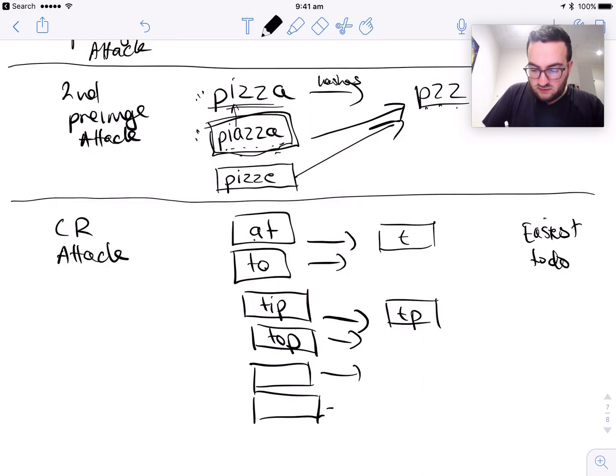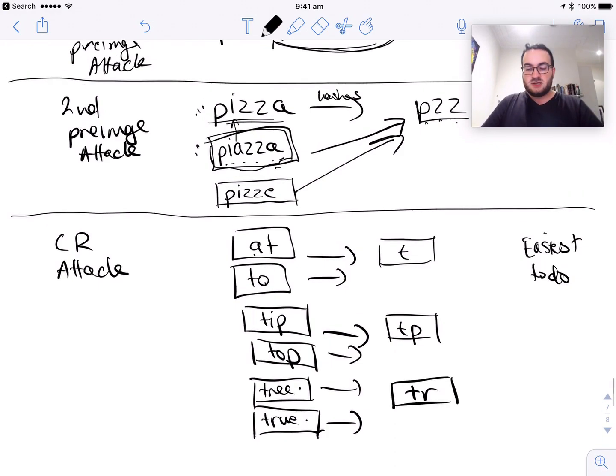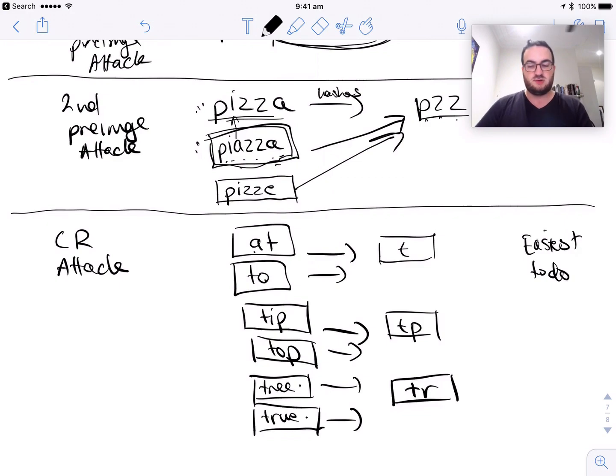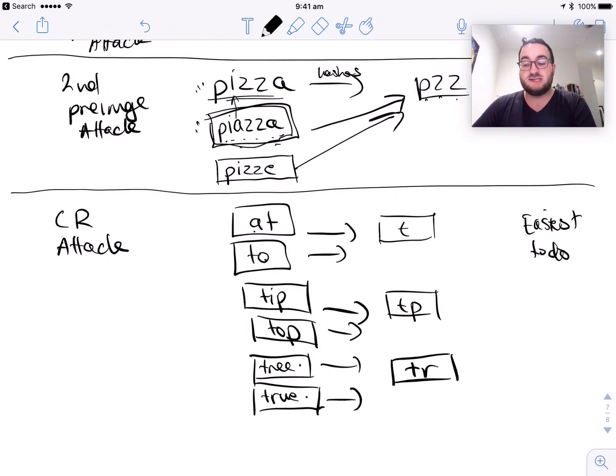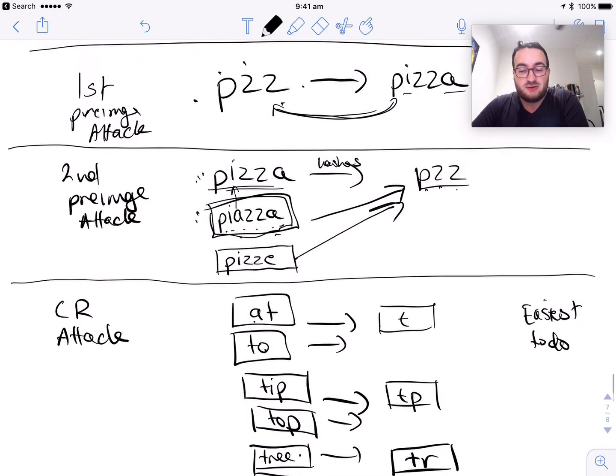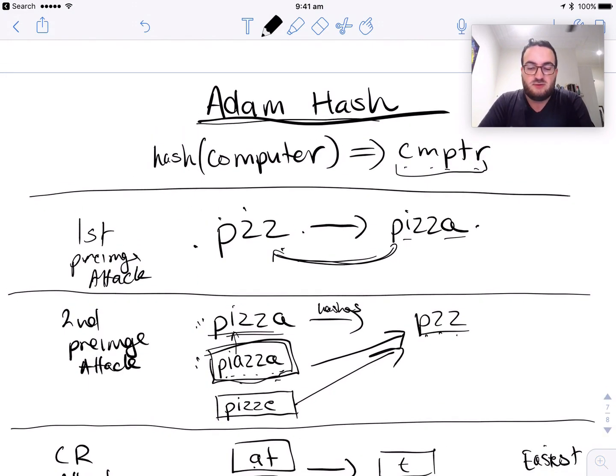Here's a fun one. Tree and true. I climbed the tree. Yes, it's true. Both of these hash to TR. So you can see here, it's so easy to find collisions that occur, especially when you've got a really bad hash like the atom hash is, quite a bad hash.